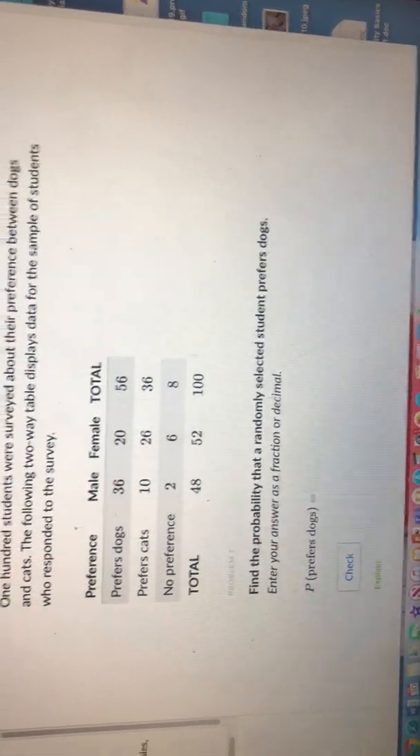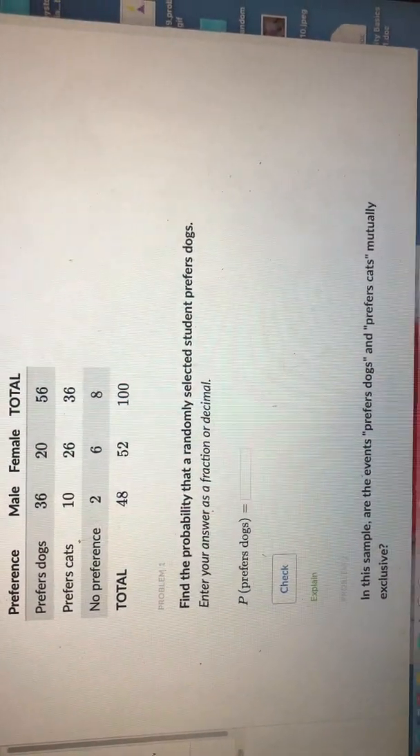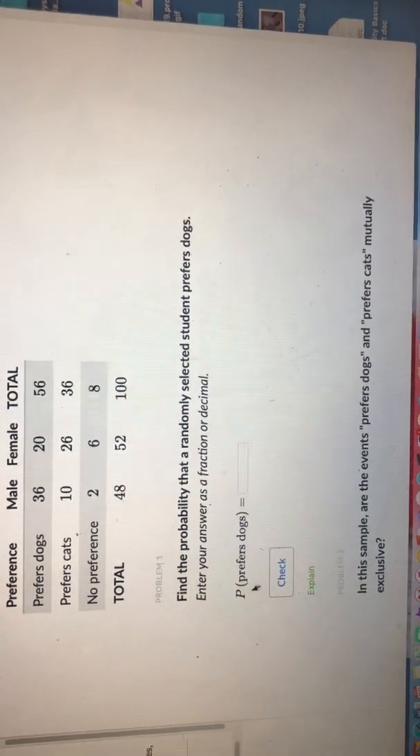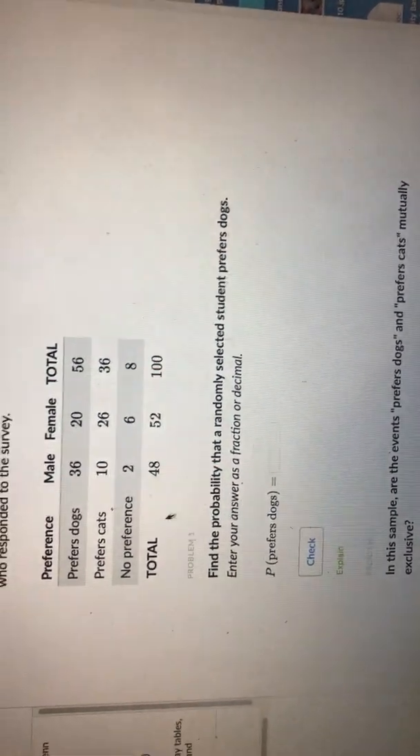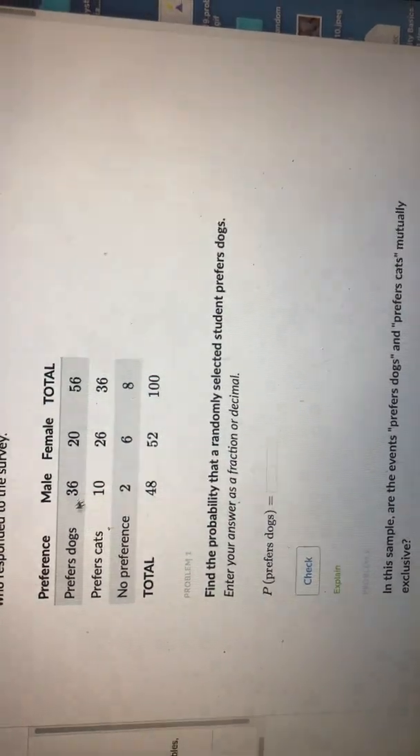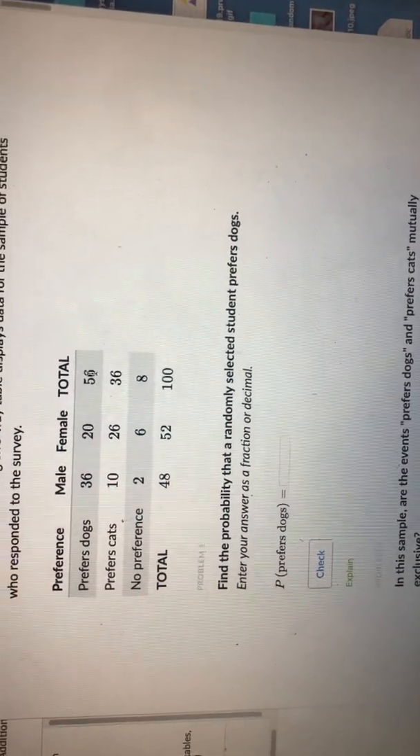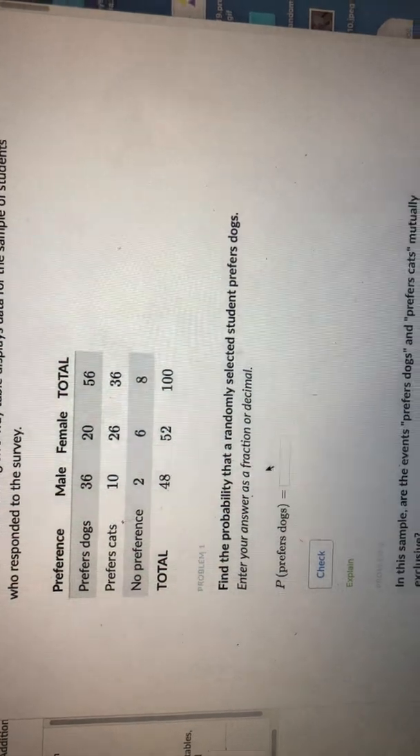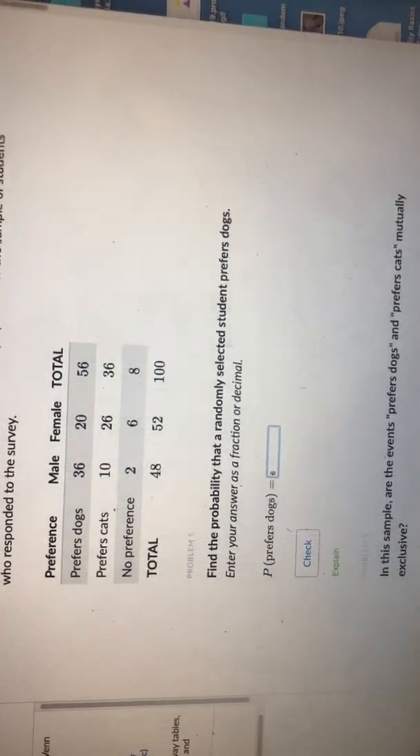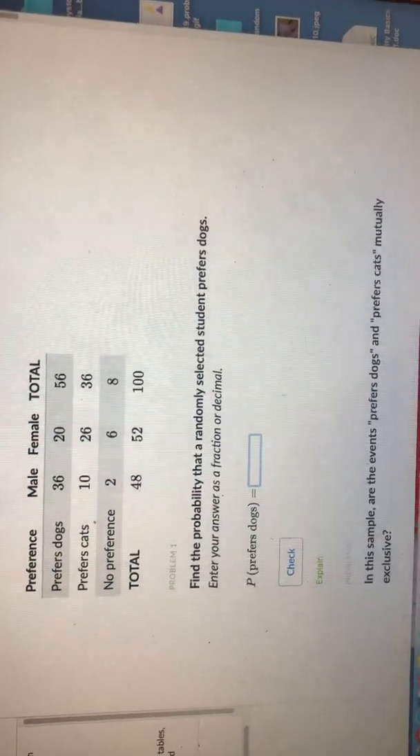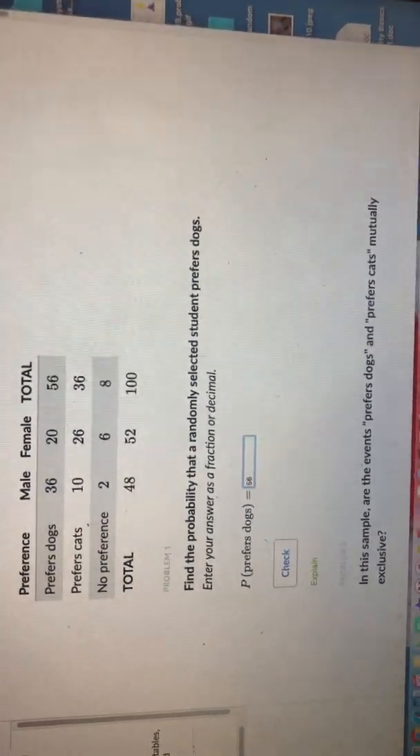If I scroll down, let's see what the first question is. Okay, simple probability question. Find the probability of someone preferring a dog. So I'll go up here, prefers dog. Well, 56 people in this survey preferred a dog.